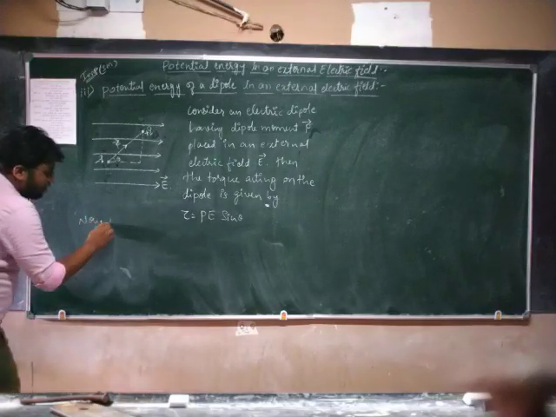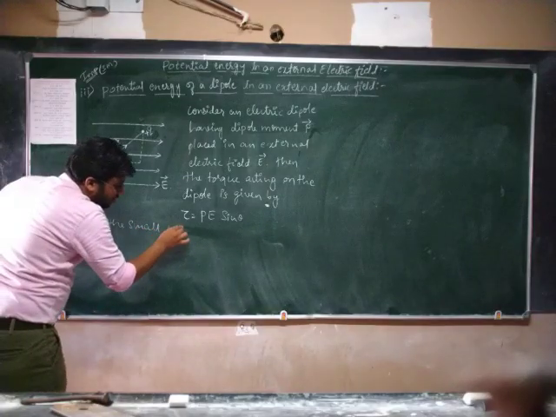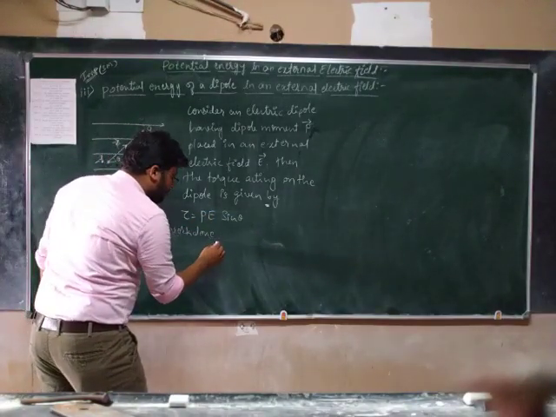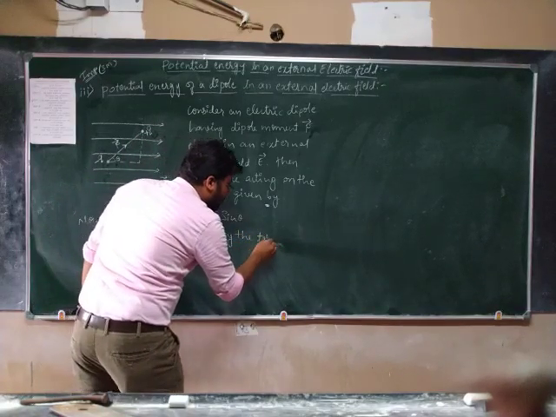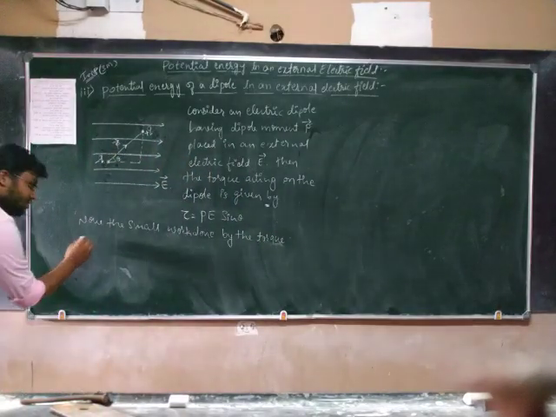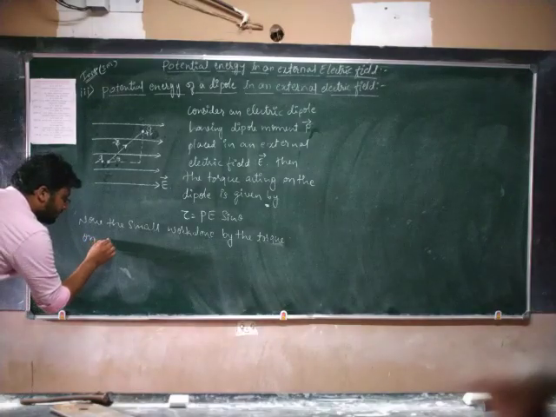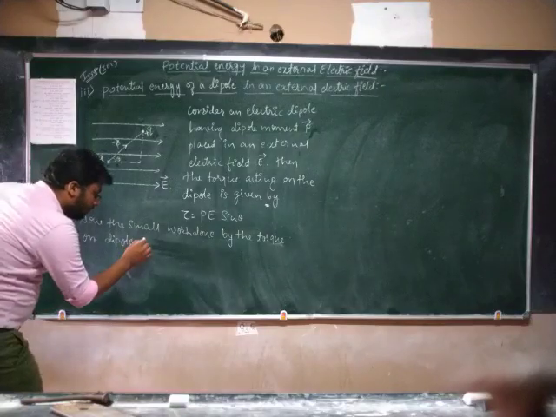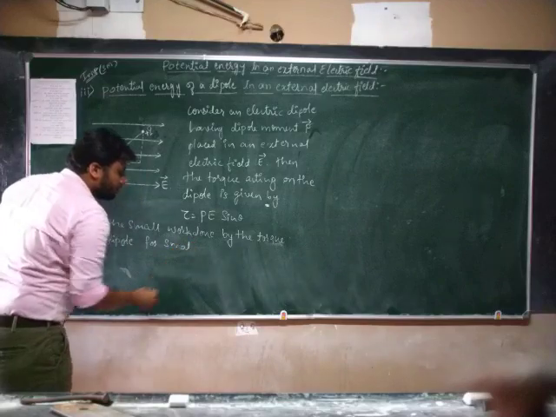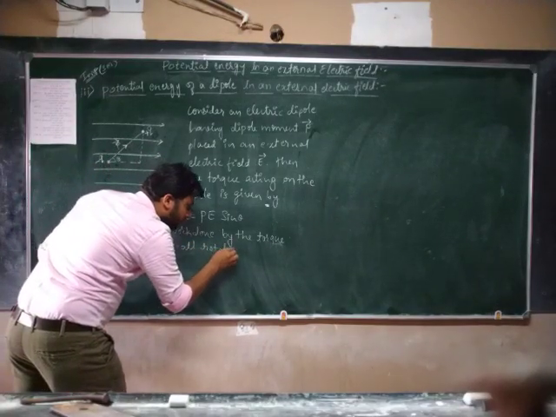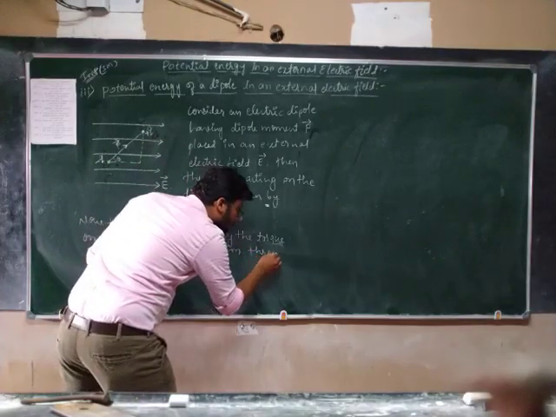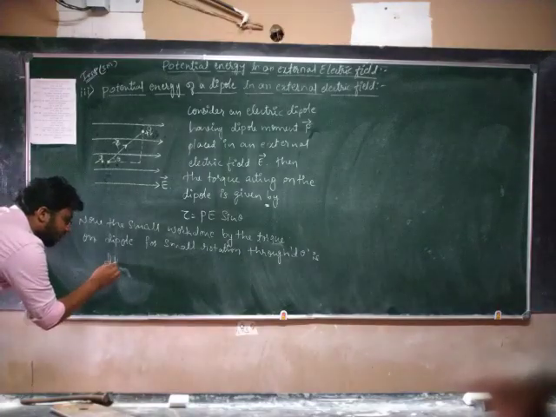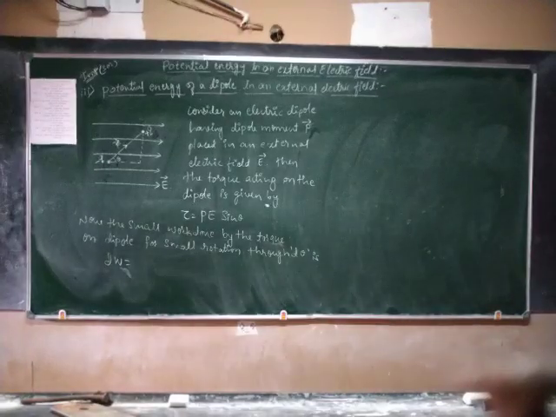So now the small work done by the torque on the dipole for a small rotation through d theta is, right, so dW is equal to, in the normal case, the work done will be equal to force into displacement.